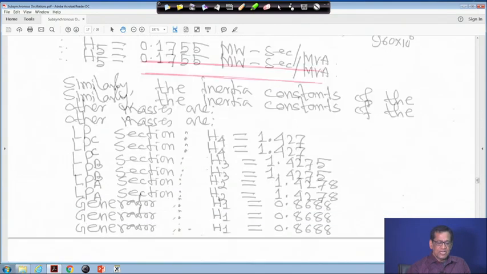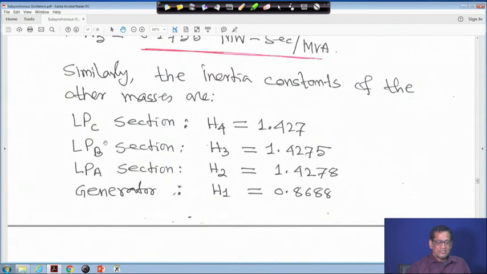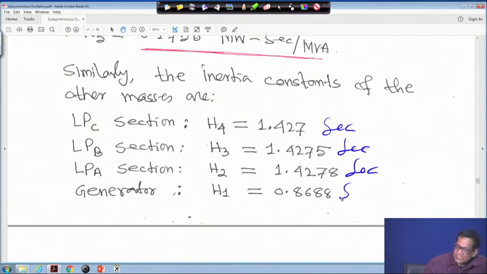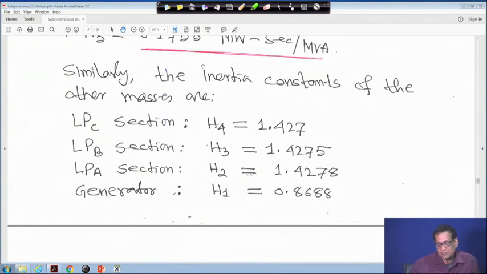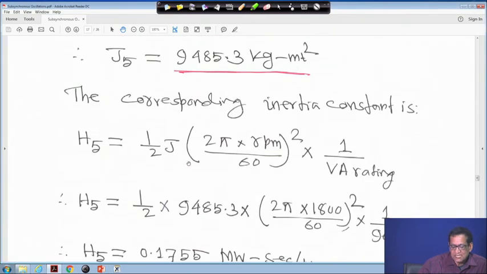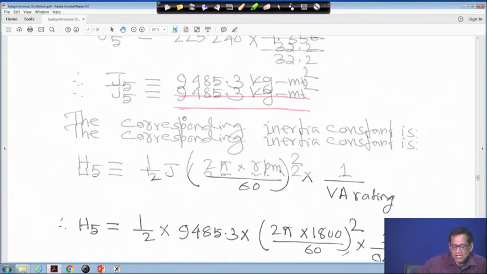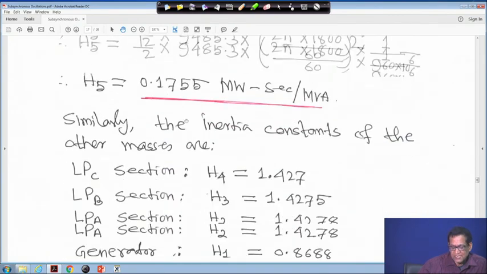Similarly, in the same way you calculate the inertia for the other 4 masses, the LPC, LPB and LP as given in figure 1, and the generator. If you follow the same procedure, you will get these values. Units are not written, but all are in seconds, sometimes written as megawatt second per MVA. So, if you follow this and calculate, you will get H4, H3, H2 and H1 in a similar way. That is why only one calculation is shown. The others you can easily compute, so the calculations are not shown.